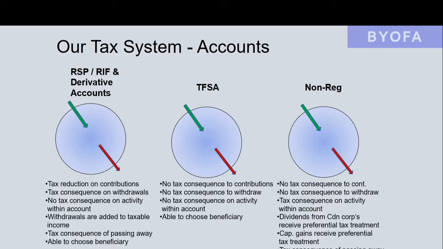Tax consequence of passing away: all unrealized, untriggered capital gains get triggered when you pass away, and the bill is paid on your final tax return, unless you have a spouse. The investment can be transferred to the spouse with the same unrealized capital gain. Now, when the spouse passes away, there's nothing you can do about it. The gain gets triggered. And also, within a non-registered account, there is no beneficiary.